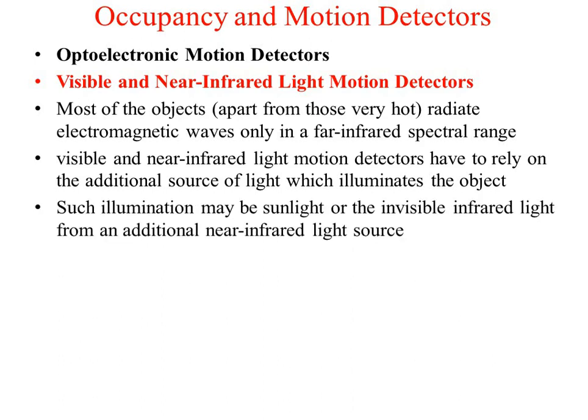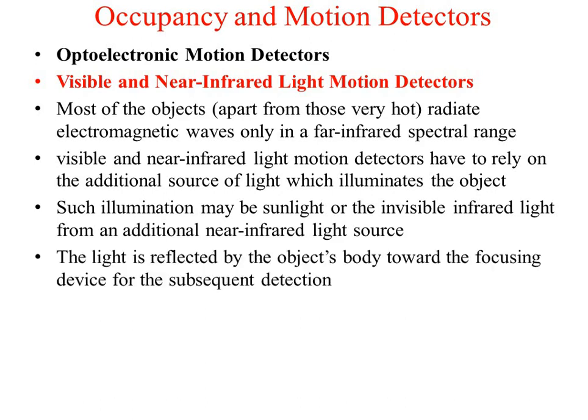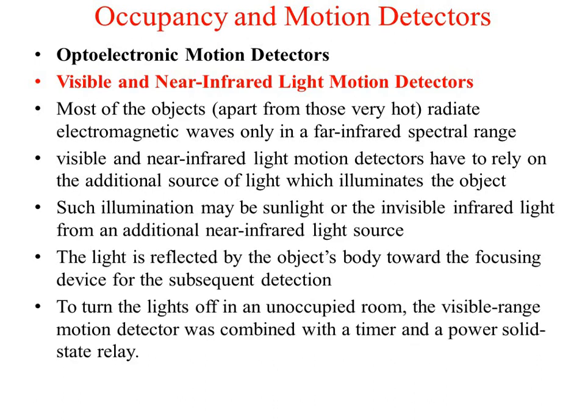Such illumination may be sunlight or invisible infrared light from an additional near infrared light source, and that will get reflected back from the object and will be detected by your sensor. So light is reflected by the object's body towards the focusing device for the subsequent detection.